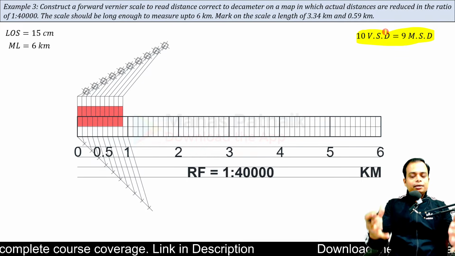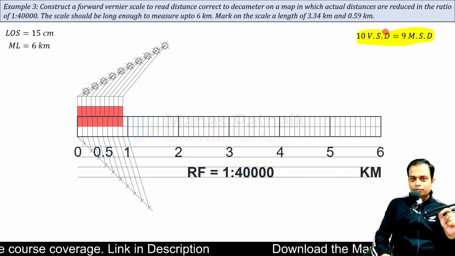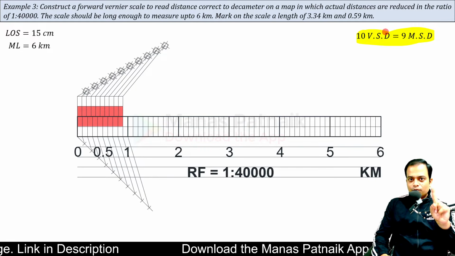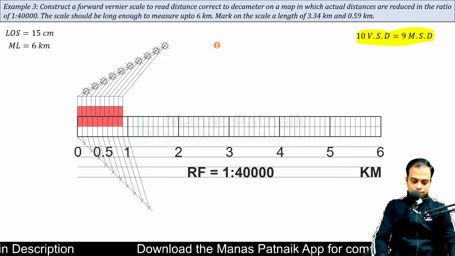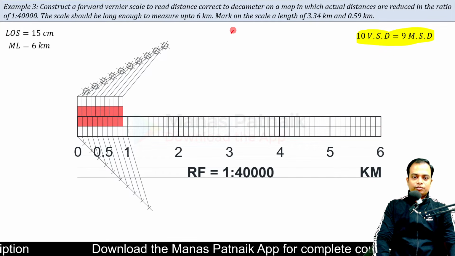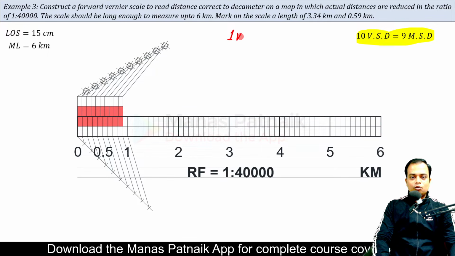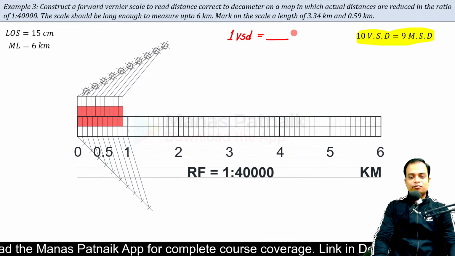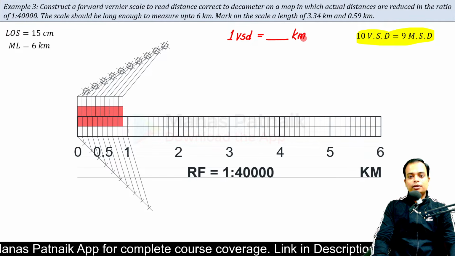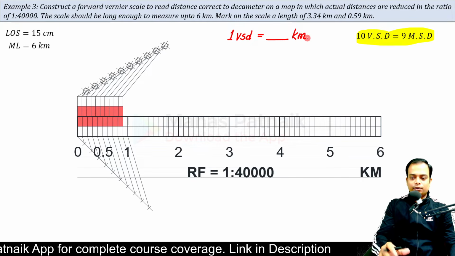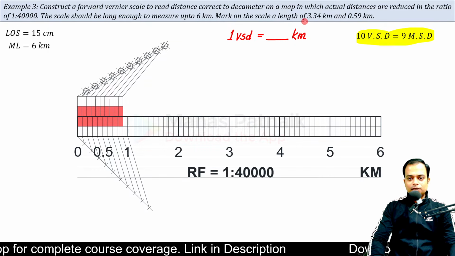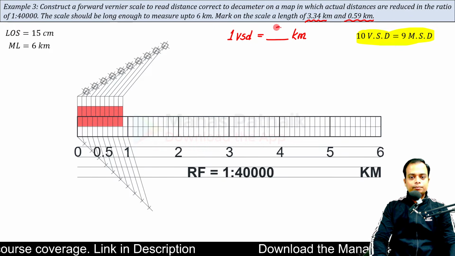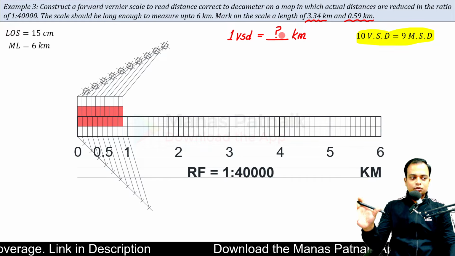What we really want is, we wish to know the magnitude of one vernier scale division. Let me write this down. We wish to know how much, in kilometers, one vernier scale division is equal to. That is our objective right now, because it is going to help us represent these two distances, right? Okay, so far so good.